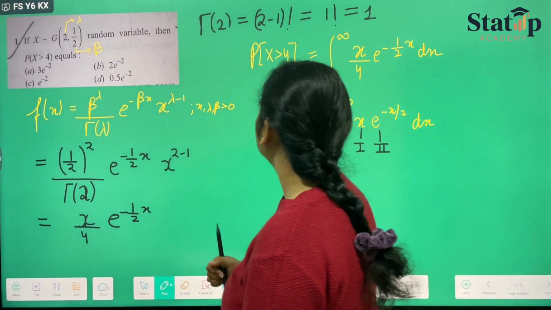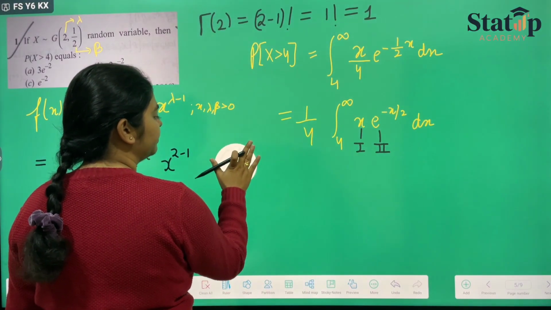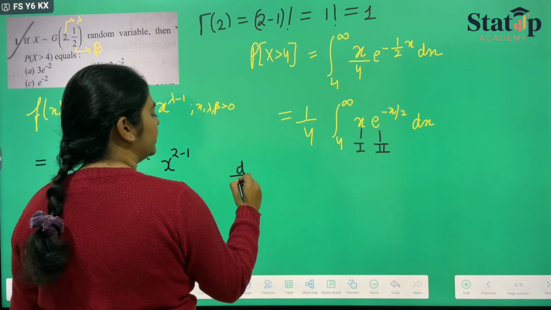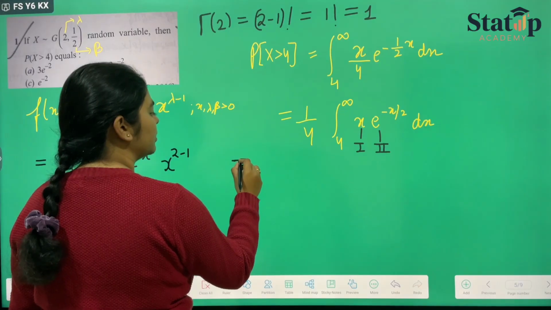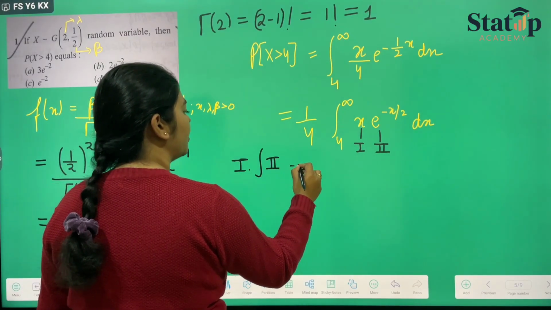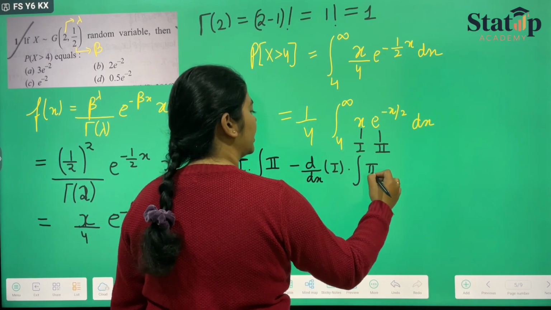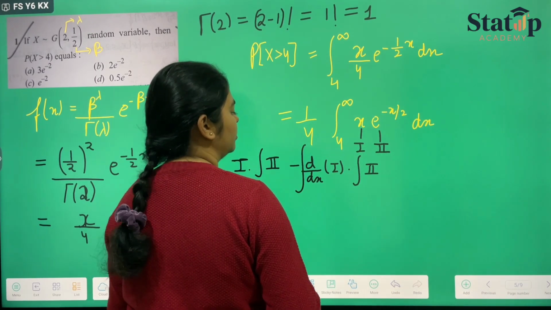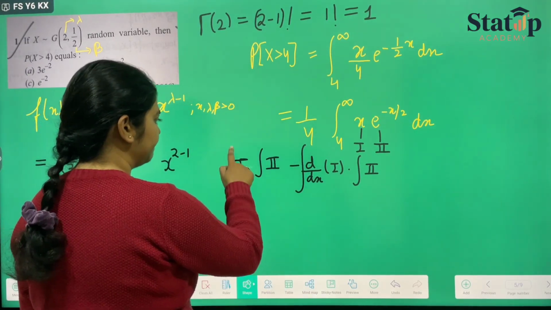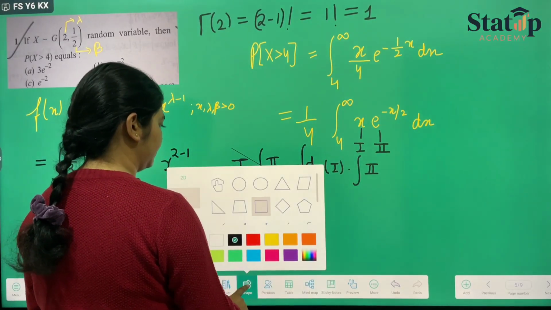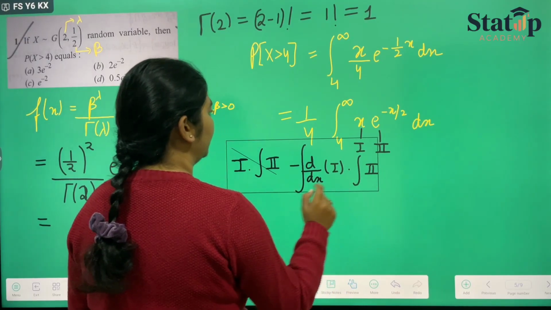When we integrate this, the formula is the integration of first into integration of second minus d by dx of first into integration of second and whole integration. This is the formula. We all know this formula. This is the formula for integration, double integration.